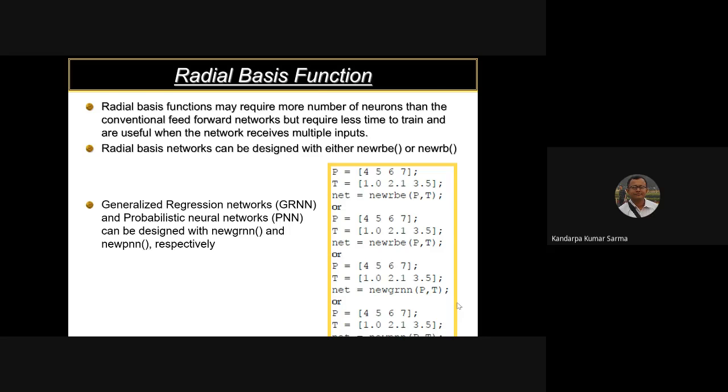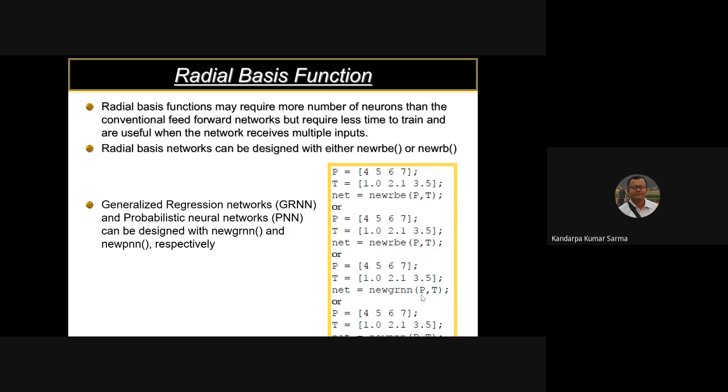Now simultaneously, while we are familiar with the radial basis function, we can also become familiar with the generalized regression network, that is the GRNN. So both, and then again the probabilistic neural network. So both the GRNN and the PNN can be configured or formed by the use of the functions new GRNN and new PNN. So here are two such syntaxes shown.